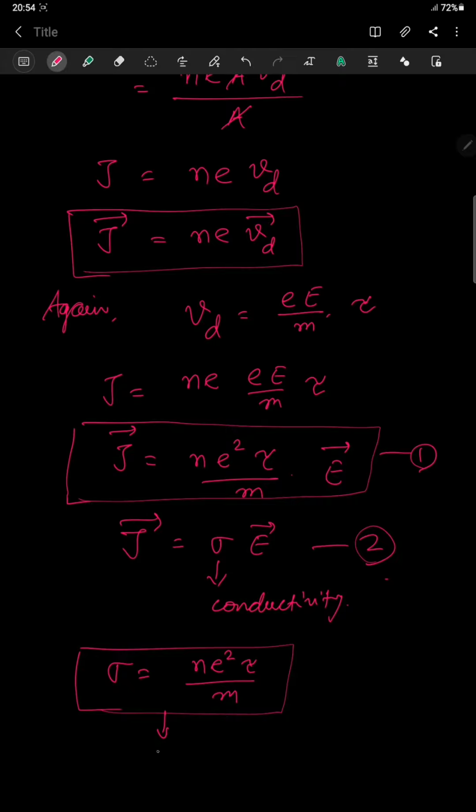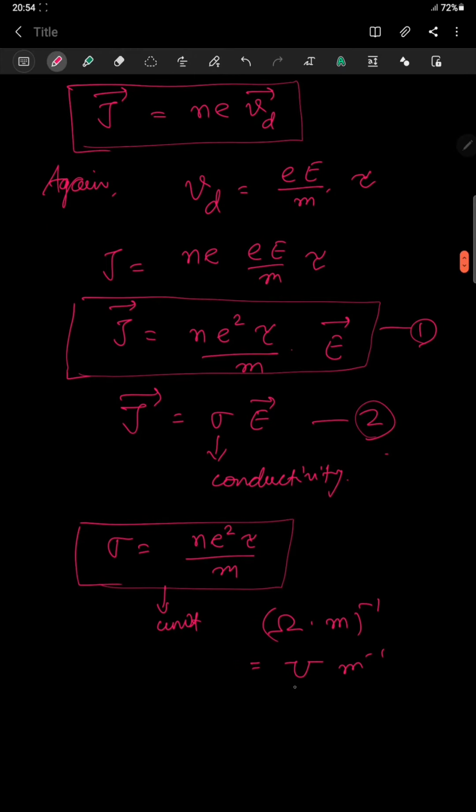And what will be the unit? The unit of conductivity will be ohm meter inverse. The inverse of ohm is called mho, M-H-O, so the unit is mho per meter, and this is the mho symbol. Okay, so this is all about current density.